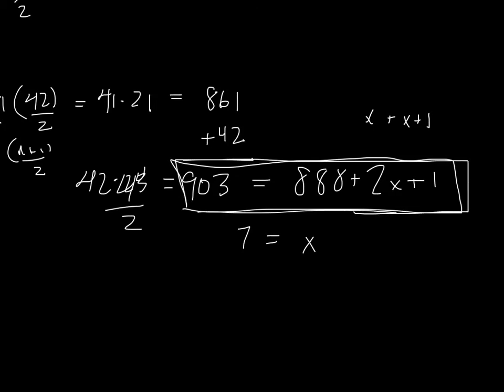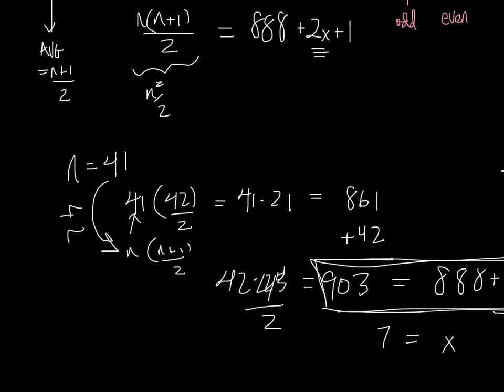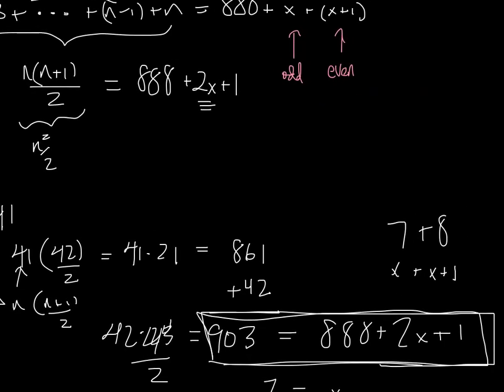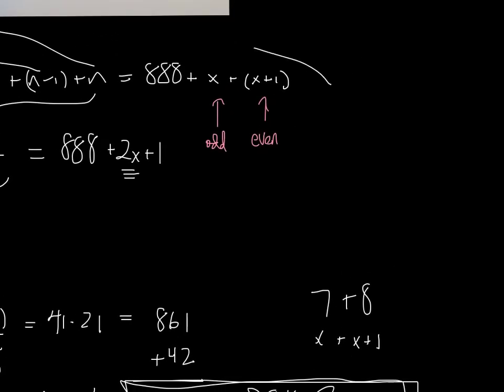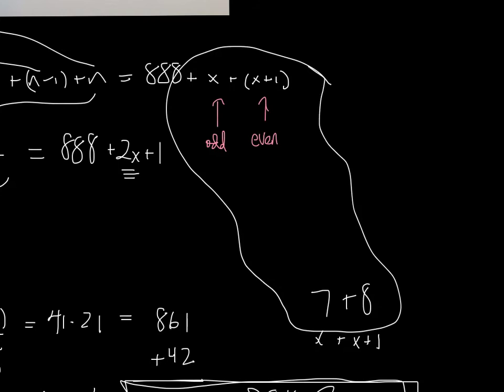going fast here because you can always hit pause on the videos, and you have the sheet of paper that goes over it. Anyway, if 7 is x, this x times x plus 1 was 7 plus 8. Let's just go back up here and check. We needed odd and then even, so that works out. So the page numbers that are missing are 7 and 8.